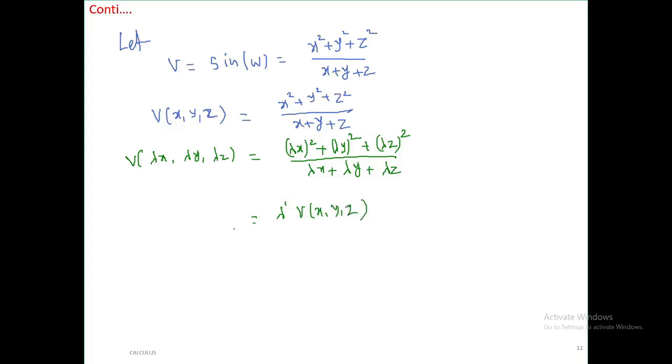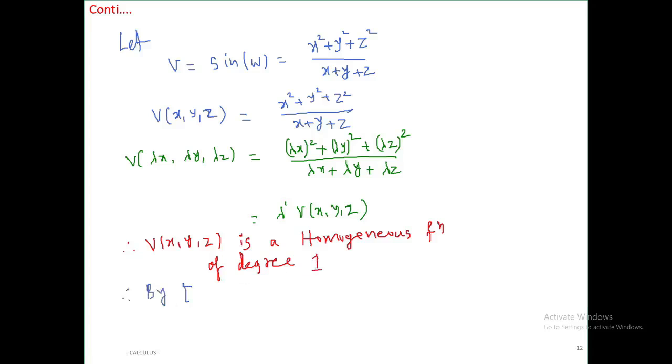Therefore what is the conclusion? So therefore v of x comma y comma z is a homogeneous function of degree 1, that means n is equal to 1. So therefore by Euler's theorem, what we can say? By Euler's theorem, x into dou v by dou x, look at x is satisfying, that's why I am writing x into dou v by dou x. Previously w is not satisfied, that's why x into dou w by dou x I am not writing.